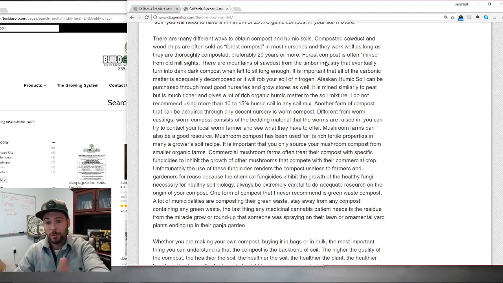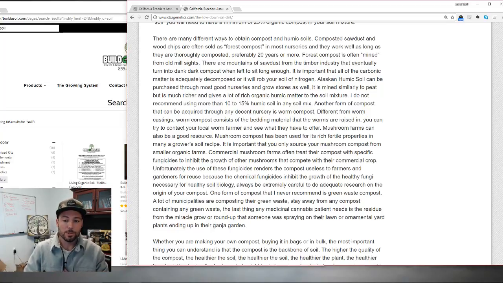So this sounds familiar, but it is being brought in from Canada. I think that we've got some better local stuff, and so we'll talk about that. Our Oldie Mountain fish compost is probably a little bit better alternative for that. Anyways, another form of compost that can be acquired through any decent nursery is worm compost. Different from worm castings? Yes and no, I think vermicompost is the best term.